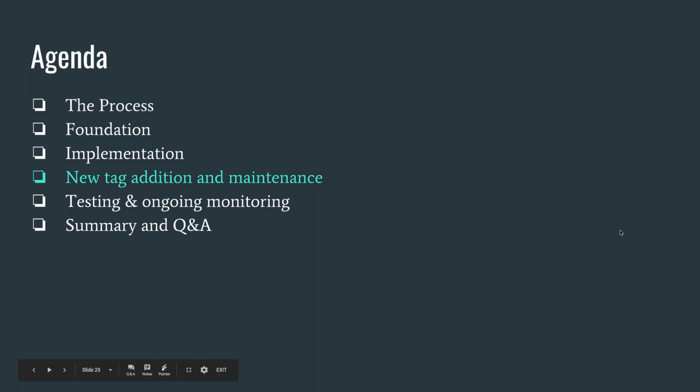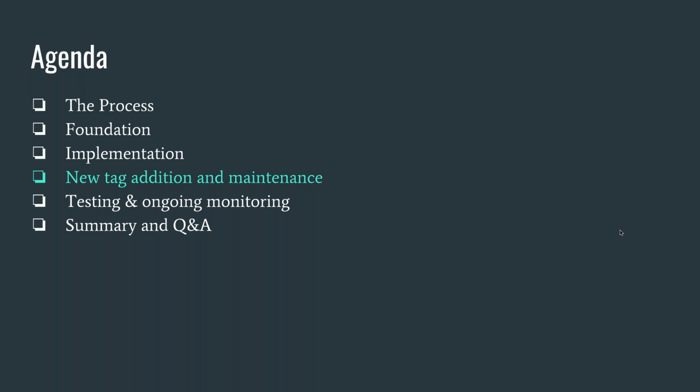So now we've gone through what that foundation looks like, what that architecture looks like, and the process for setting that up, as well as implementation. It's now extremely important to quickly cover what new tag addition and maintenance look like. All too often we fall into the trap. We go through an audit, we get everything cleaned up, everything looks great, awesome, but then we fall back into the bad habits. We have different teams requesting all kinds of different tags.